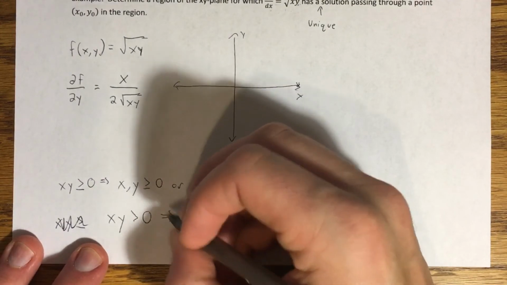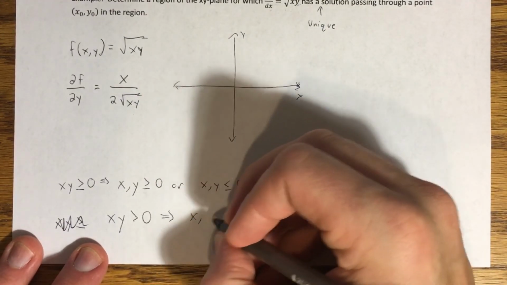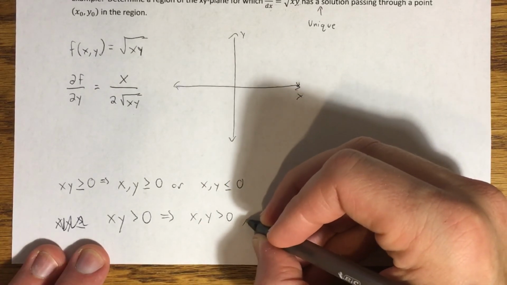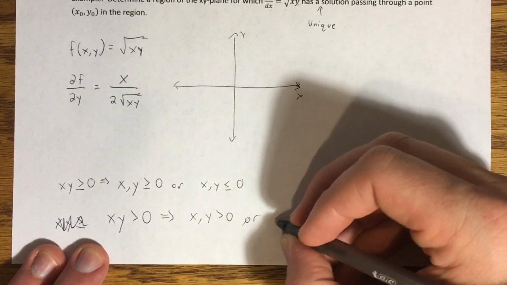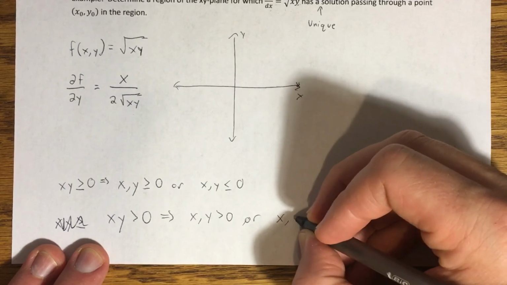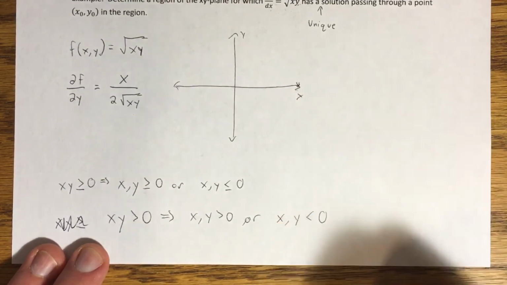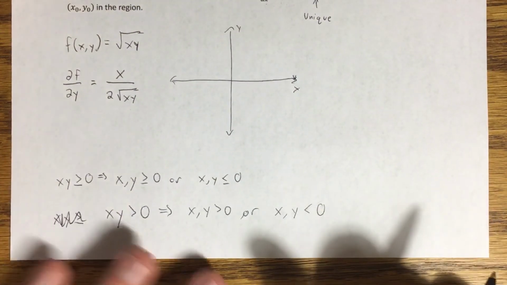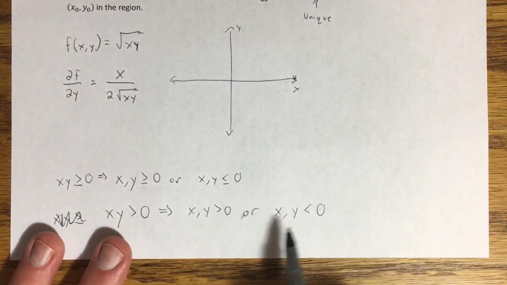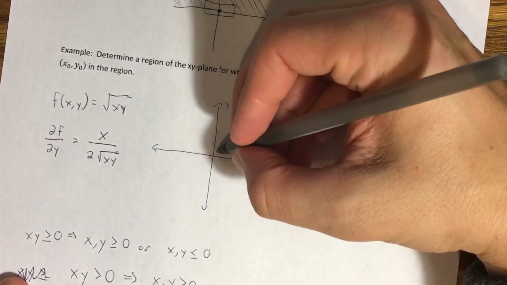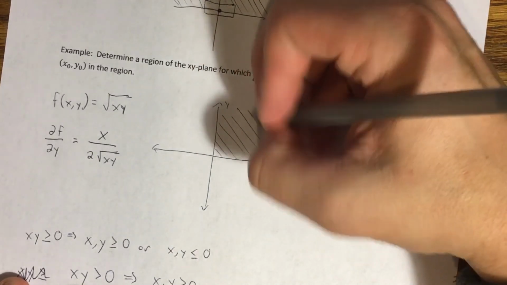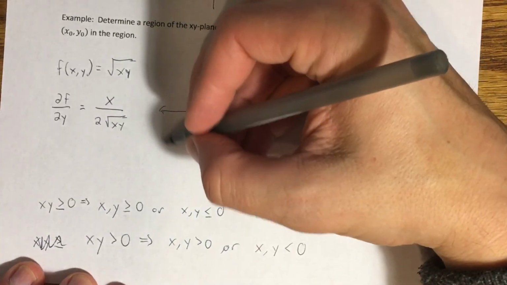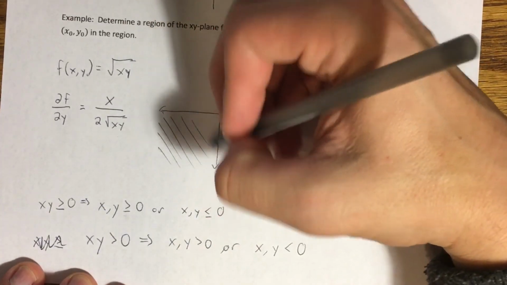That implies the same stuff here with a little bit more of a restriction. X and y are either both positive or x and y are both negative. Neither of them are allowed to equal 0 now. Okay? What does that look like in the plane? Well, x and y are both positive in the first quadrant, and x and y are both negative in the third quadrant.